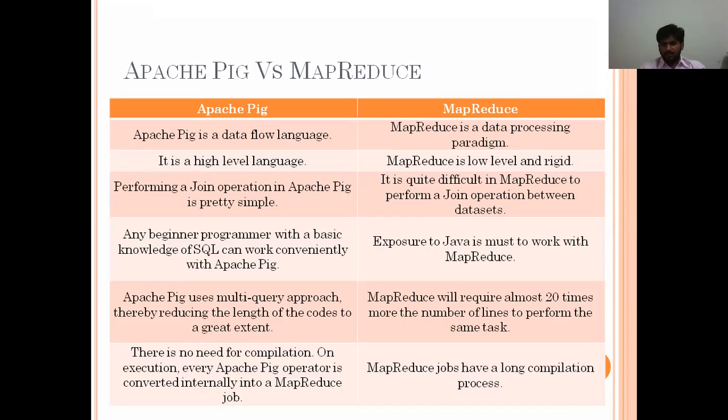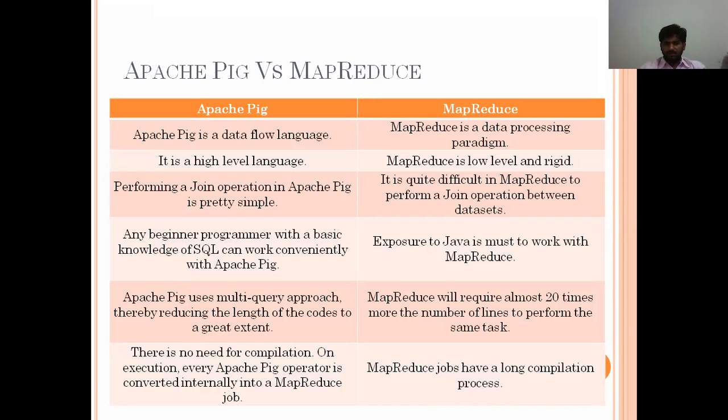MapReduce requires almost 20 times more lines to perform the same task. So that is 200 lines in Java, while in Apache Pig we can write 10 lines. That is about 16 times faster. So that is also a difference here. There is no need for compilation on execution.